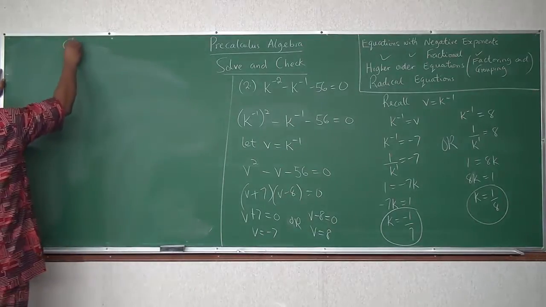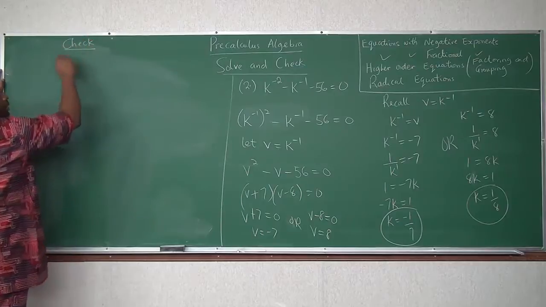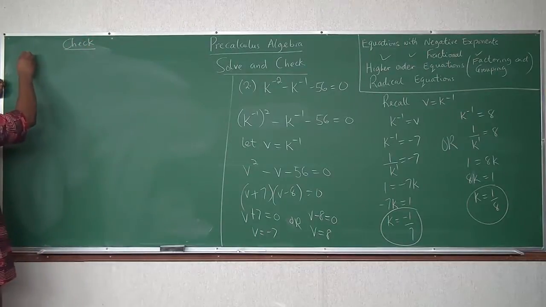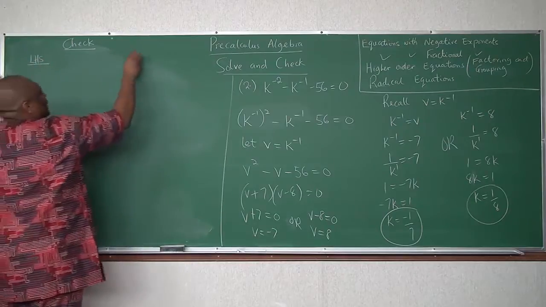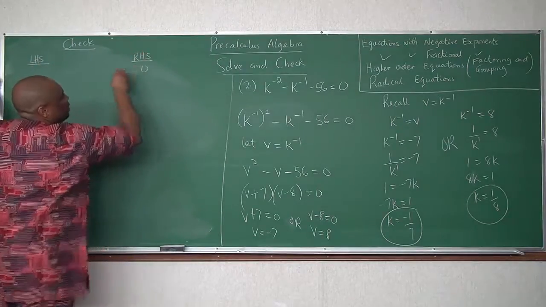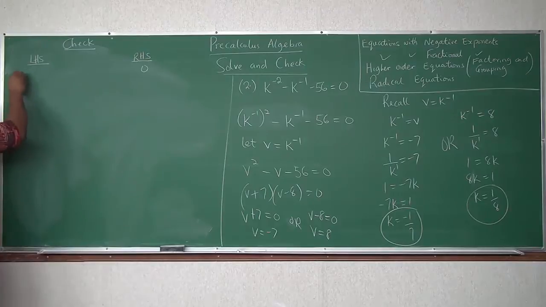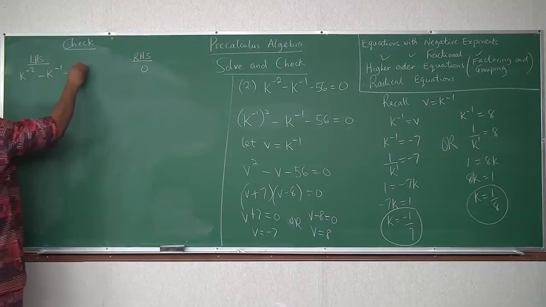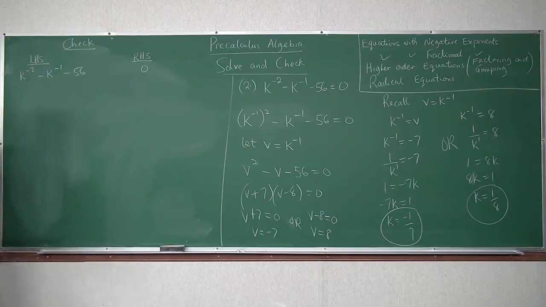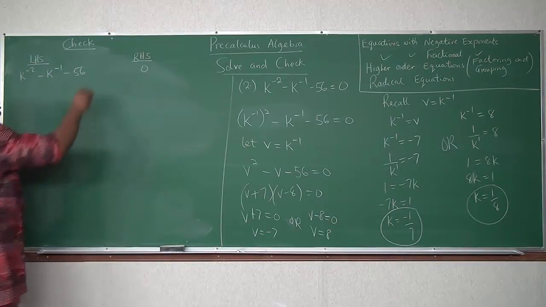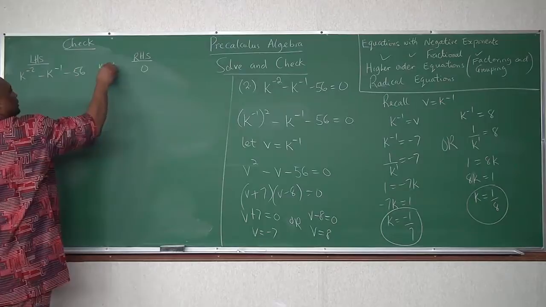I write my check. Let me go ahead and write my left hand side and right hand side. My right hand side is 0, the left hand side is k to the negative 2 minus k to the negative 1 minus 56. So I will first of all check with k equal to negative 1 over 7.